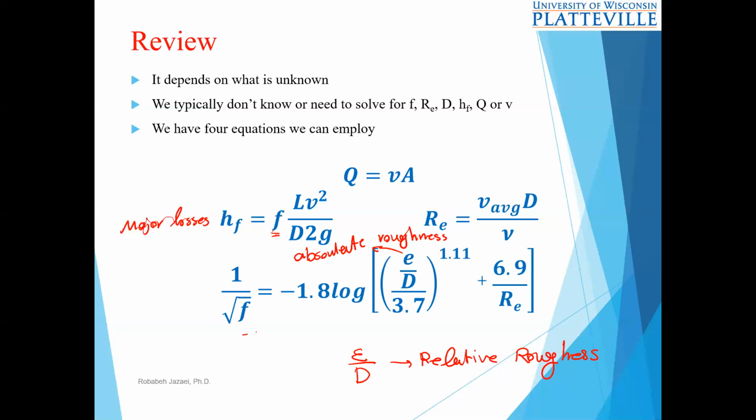This is all the equations we use to do calculations in a piping system. It depends on what is unknown. We can figure out how to use these for the problems. Usually we have more than one unknown. We don't know the friction factor because we're just about to design the pipe. We don't know the diameter, we don't know the Reynolds number, and sometimes we don't even know the flow rate. So we have more unknowns, and we need to employ different ways to use these equations and solve the problem.